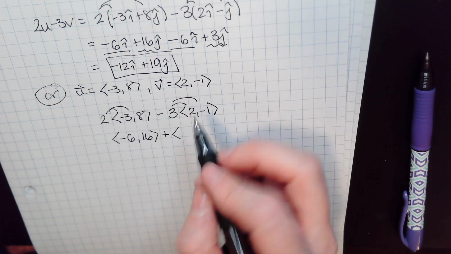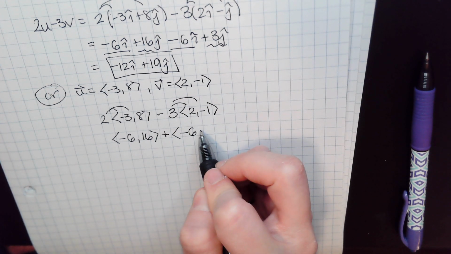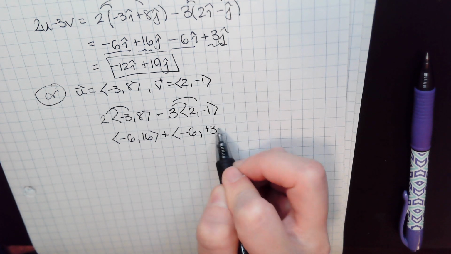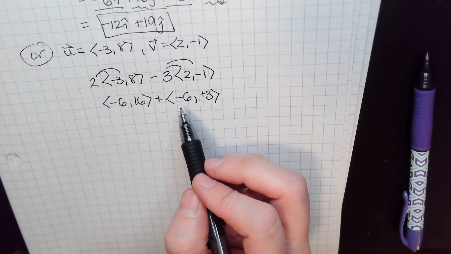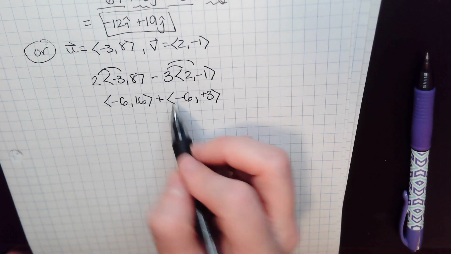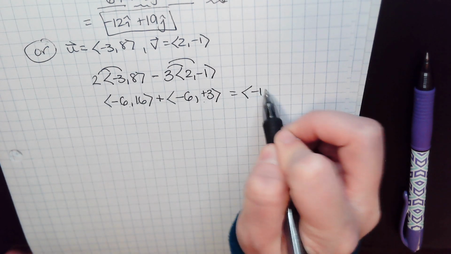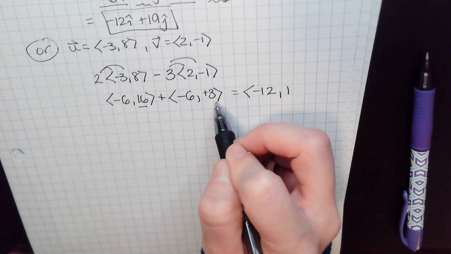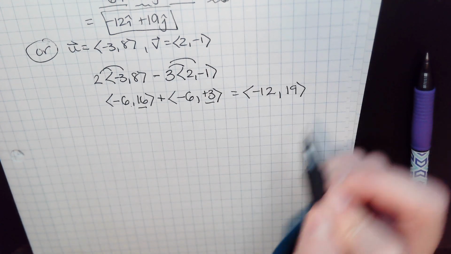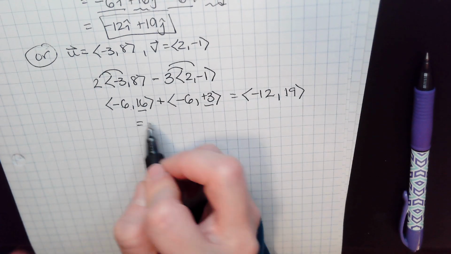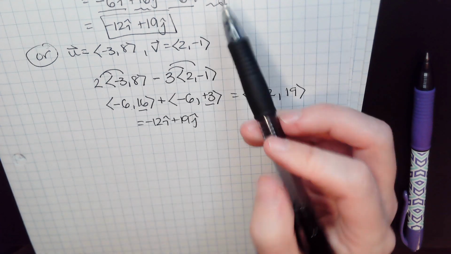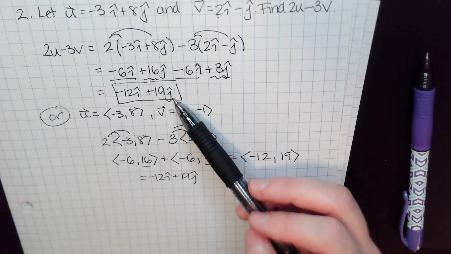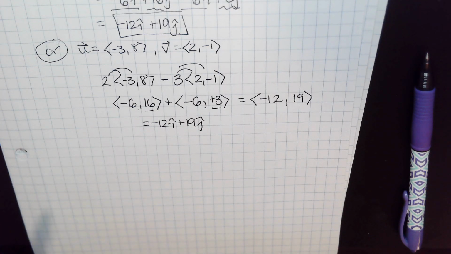So I'm going to distribute the negative 3 to get negative 6 and positive 3. And now when I add in component form, I'd get negative 6 minus 6, give me negative 12. 16 plus 3 gives us 19. And then what you could do is rewrite it as your linear combination. It's actually a little faster just to keep it in as your linear combination, but important to know how to switch back and forth between the two.